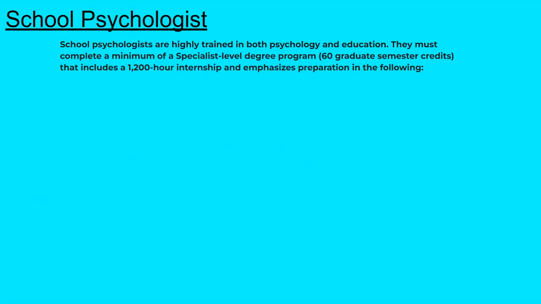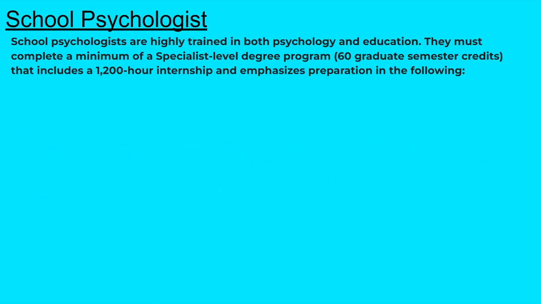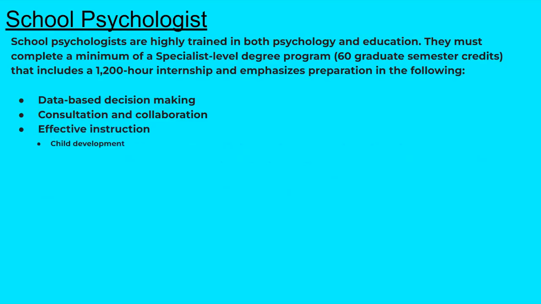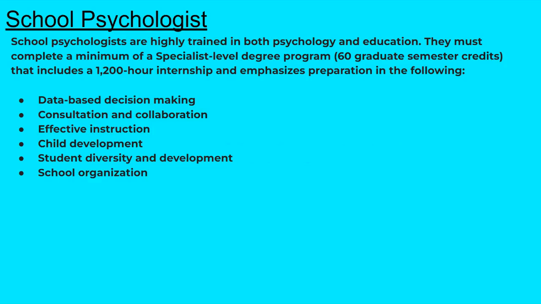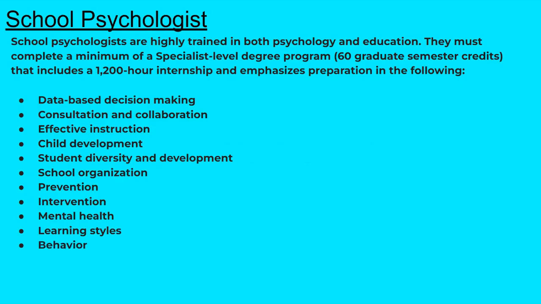School psychologists are highly trained in both psychology and education. They must complete a minimum of a specialist level degree program, which is 60 graduate semester credits, that includes a 1,200-hour internship and emphasizes preparation in the following areas: data-based decision making, consultation and collaboration, effective instruction, child development, student diversity and development, school organization, prevention, intervention, mental health, learning styles, behavior, and research.